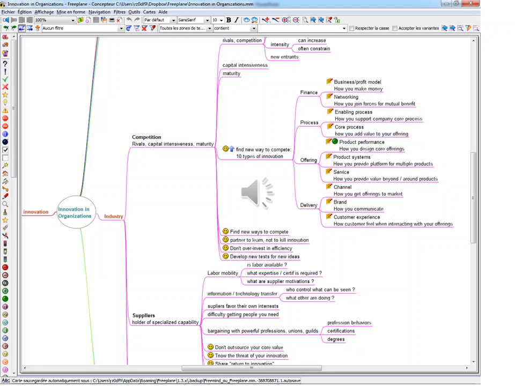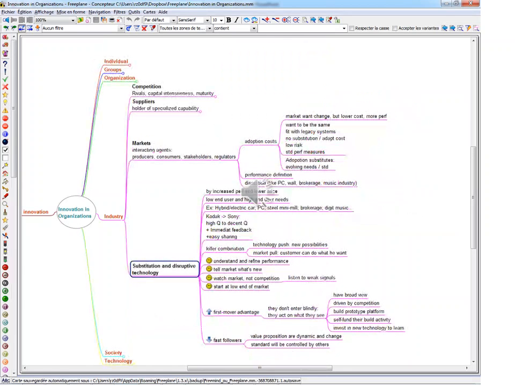We've also got the nice smileys to find new ways to compete, learn, and develop new tests and new ideas. This is quite interesting for us. This one is part 1. We also have a second one: the second part of the industry constraint, with substitution and disruptive technology, with the example of Kodak to be remembered. We've got here several examples of what to do to help innovate in the industry domain.